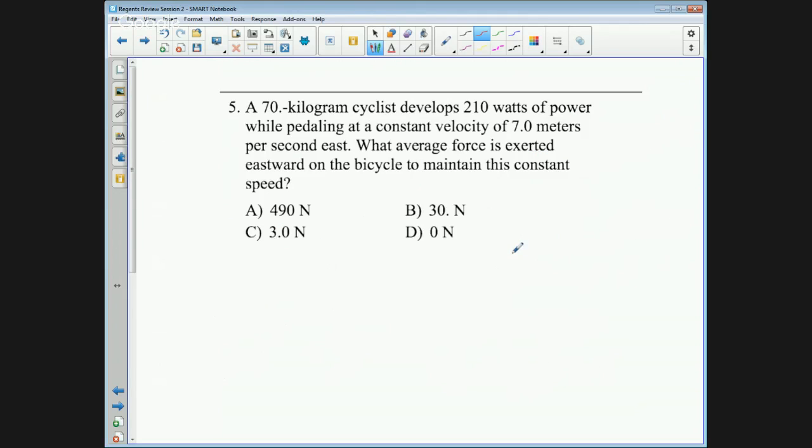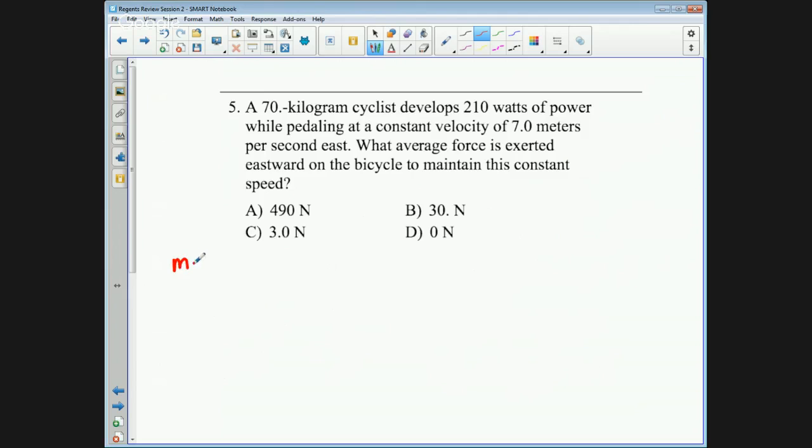For number 5, it says a 70 kilogram cyclist develops 210 watts of power while pedaling at a constant velocity of 7 meters per second east. What average force is exerted eastward on the bicycle to maintain the constant speed? This seems like a complicated question, so anytime I feel like it's a complex question, I'm going to list out my variables.